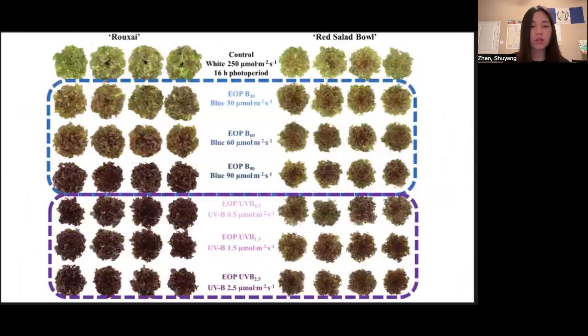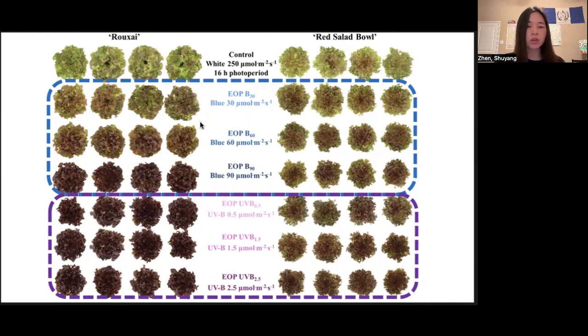We did a follow-up study to further quantify the optimal dosage required for those lettuce cultivars with blue and UV-B. So in the previous study, blue was applied at a single level of 60 micromole per square meter per second. And here we have 3 levels at 30, 60, and 90.